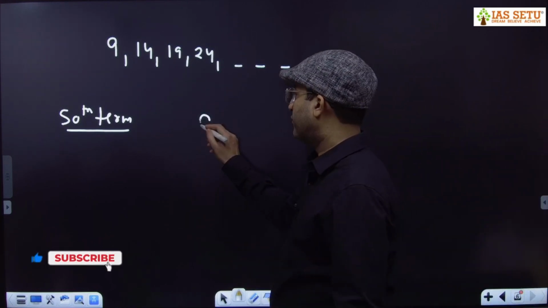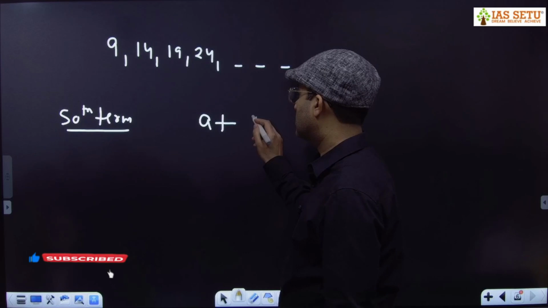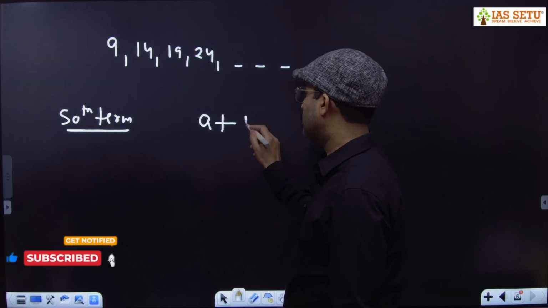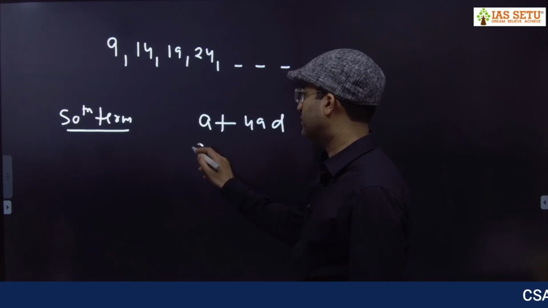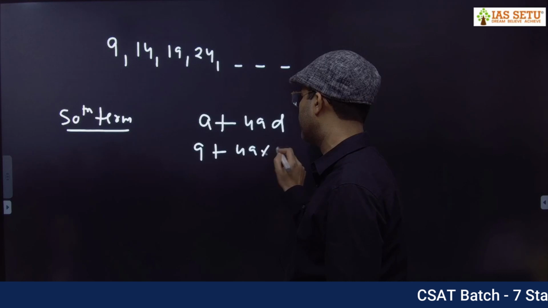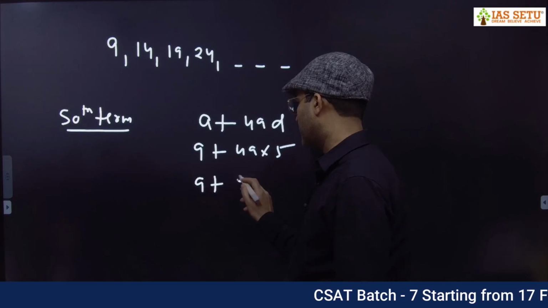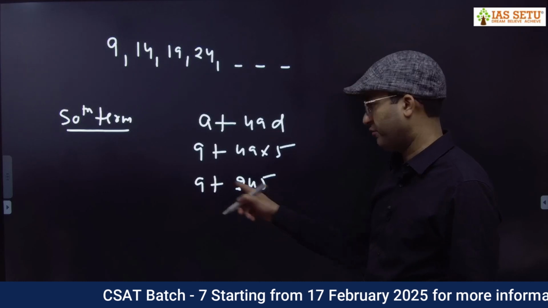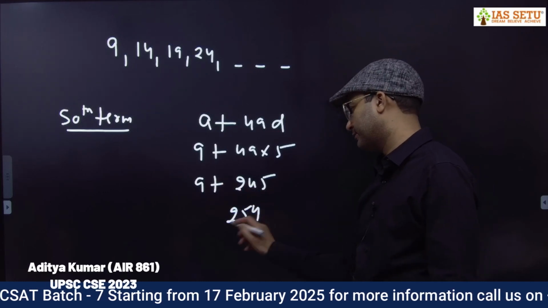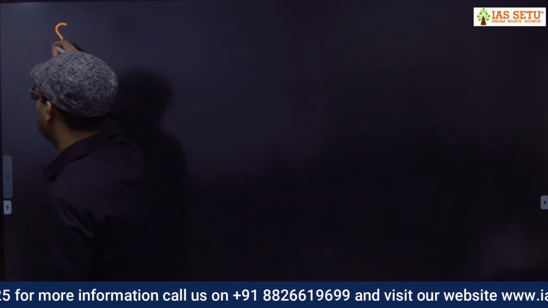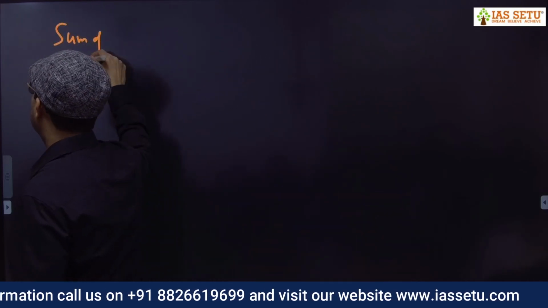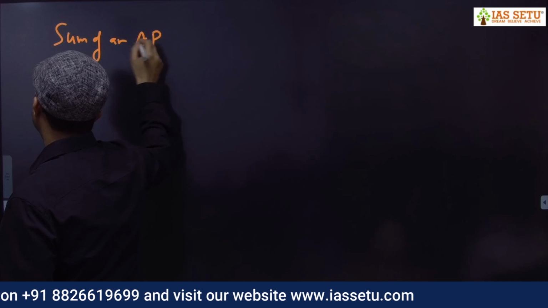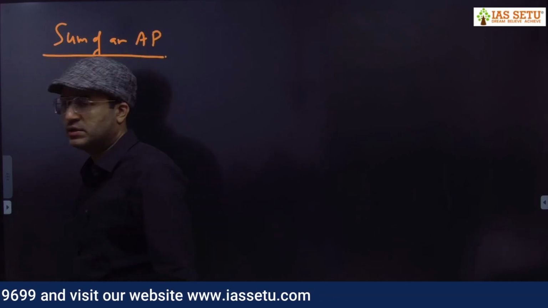So now here it is first term A plus 49D. This is 9 plus 49 into 5. 9 plus 245. 49 into 5 is 245. 254. Now next is second thing. You put heading sum of an AP. Sum of an AP.